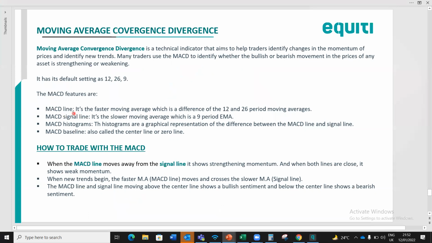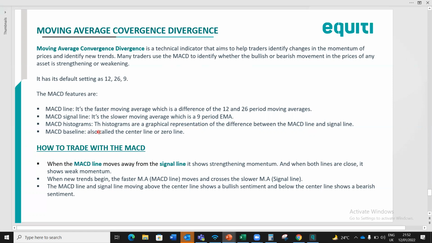So we have the MACD line. It's the faster moving average, which is a difference of the 12 and 26 period moving averages. Remember, we said that the default setting of the MACD is 12, 26, and 9 period moving averages, which makes up the MACD. The MACD line is considered the faster moving average, and it's the difference between the 12 and 26 period moving average. Then we have the MACD signal line. It's the slower moving average, which is a 9 period exponential moving average.